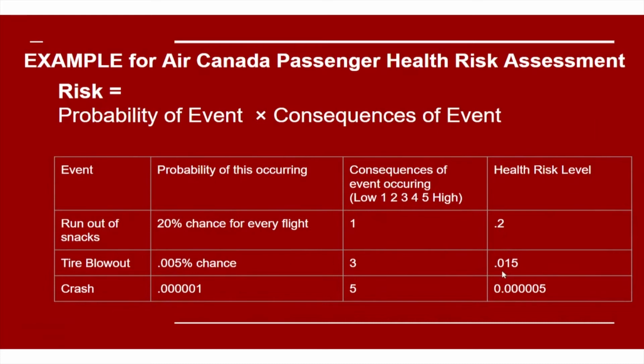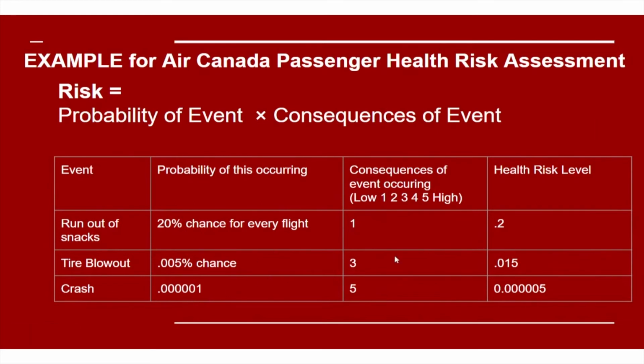So the health level risk is 0.015, which is actually a lot lower than the peanuts, even though a tire blowout seems a lot more significant, but the chance of it happening is so much less. And a crash, you think about it, well, it's the worst case scenario, isn't it? Well, what's the probability? We're really looking at close on 1 out of a million.